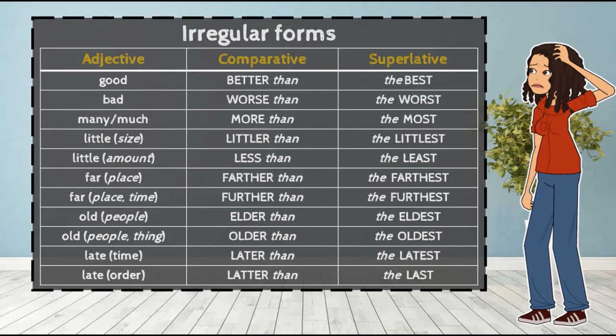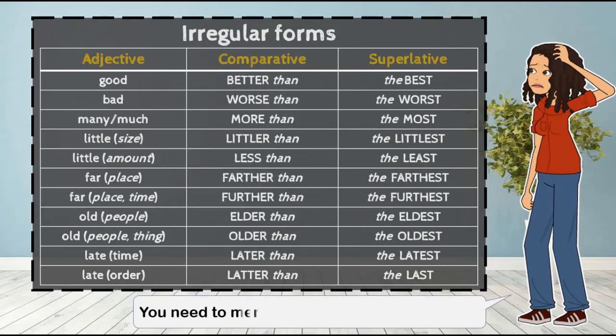And then for old, for people, you can either use elder, older for the comparative, and the eldest or the oldest for superlative. For things, for non-living things, you can only use older and the oldest. While for late, if it's related to the time, you say later than and the latest. While for late in terms of order, you say later than or the last. Okay? You have to remember, you have to memorize these irregular forms. Other than this, just follow the previous rules.